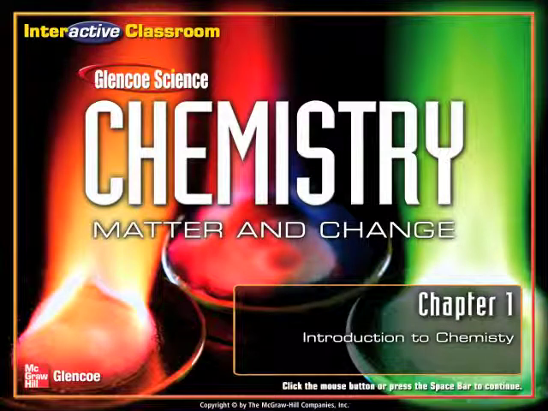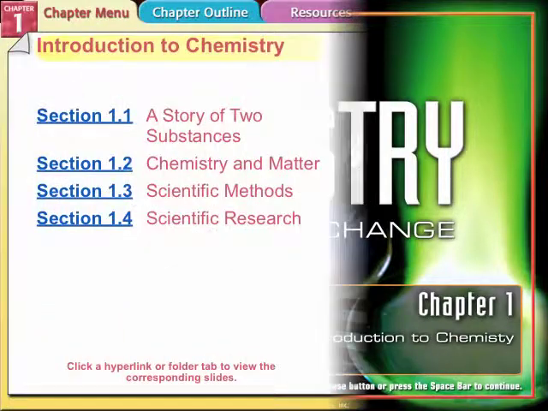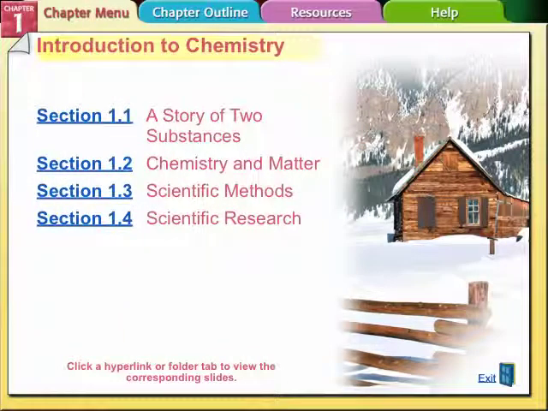Now we're dealing with section 3 of chapter 1 in Chemistry, Matter, and Change, our Glencoe textbook. I am Mr. Smith. This is the Academy for Allied Health. We have first looked at a story of two substances, and then section 2 took a look at chemistry and matter, both of which introduce substances, terms, and show how chemistry can get utilized in the world.